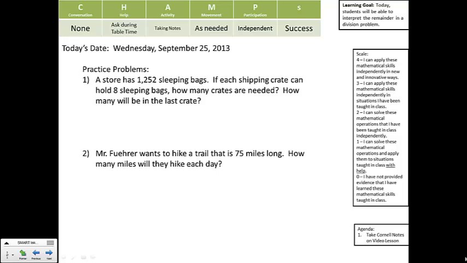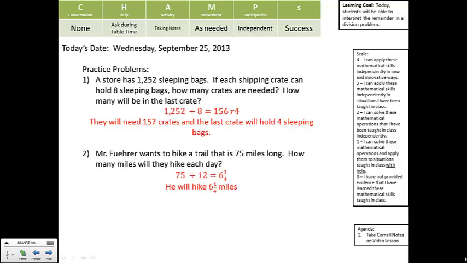Alright, so for the first of our practice problems, the answer is we're going to need 157 crates, and the last crate is only going to hold 4 sleeping bags. And for our second problem, Mr. Fuhrer is going to hike 6 1/4 miles each day.